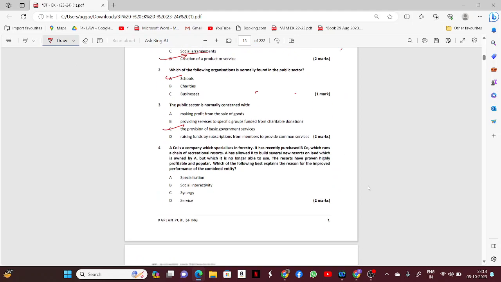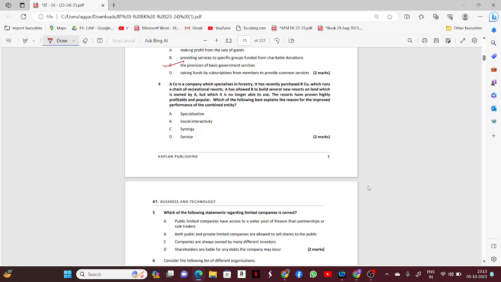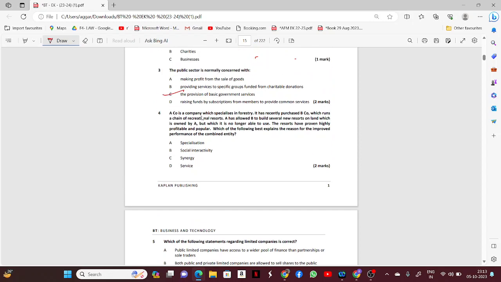Yeah, let's move forward with the fourth question. A company specializes in forestry. It has recently purchased B company. So we have A company and B company, and A company has purchased B company, which runs a chain of recreational resorts.